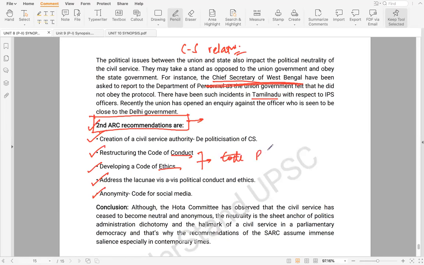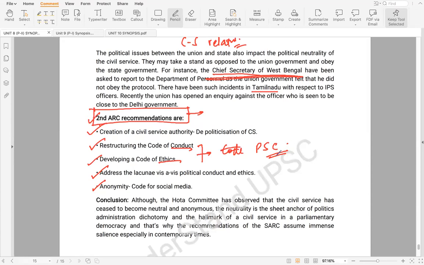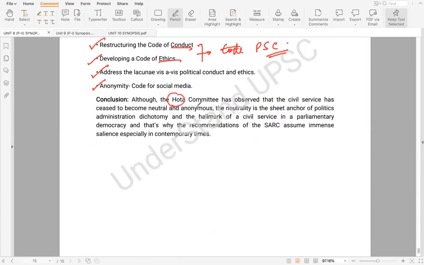Conclusion: although the Hota Committee has observed that the civil services have ceased to be neutral and anonymous, neutrality is the sheet anchor of the politics-administration dichotomy and the hallmark of a civil service in a parliamentary democracy. And that is why the recommendations of the second ARC assume immense salience, especially in contemporary times. Right? You've tried to include a committee, a couple of keywords, and also the concept of politics-administration dichotomy, and then told about how the second ARC needs to be implemented.